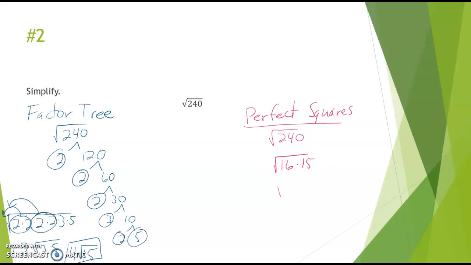Remember that you're going to take the square root of 16. If you need to separate these, go for it. So the square root of 16 is 4, and then 15 doesn't simplify anymore, so 4 square root 15. Notice that we got the same answer either way, using the factor trees or perfect squares.